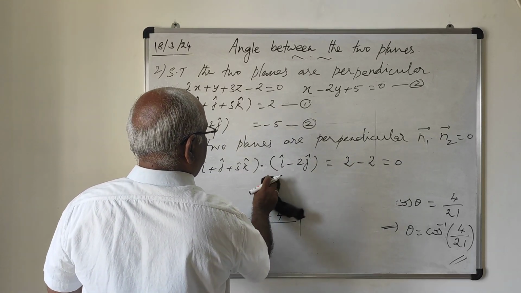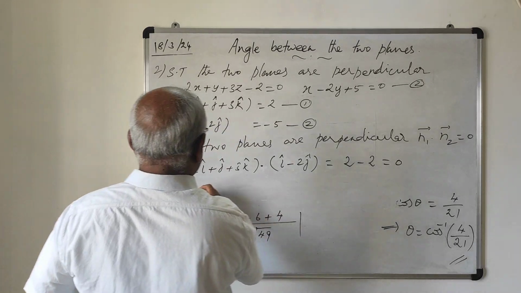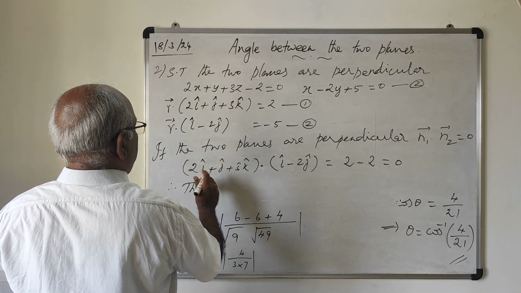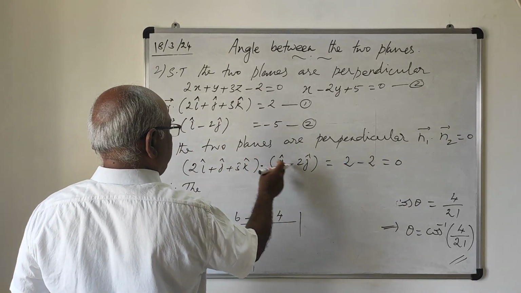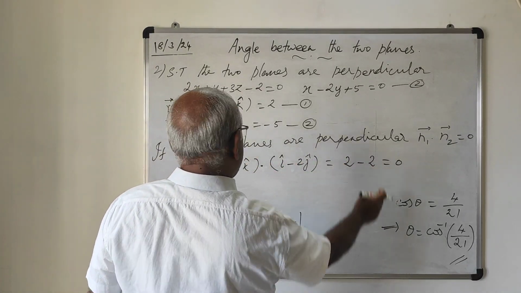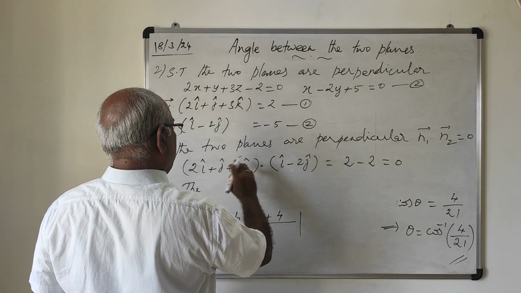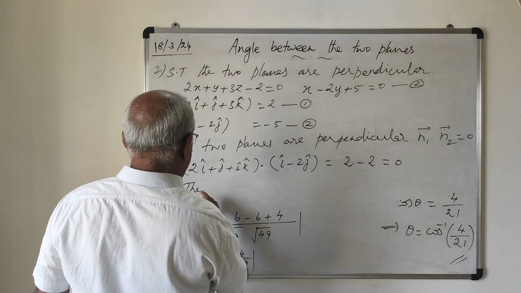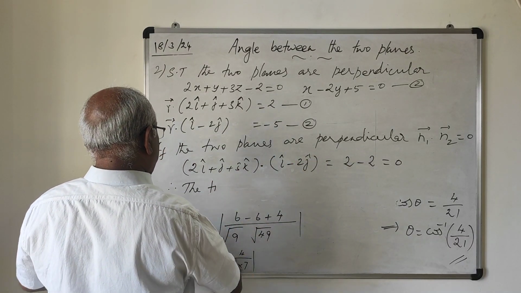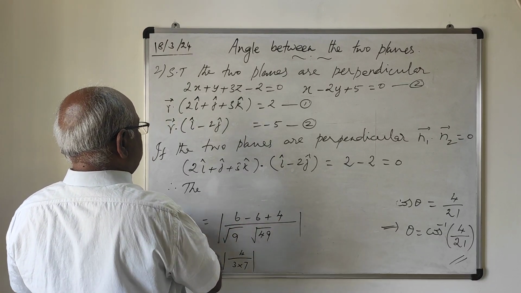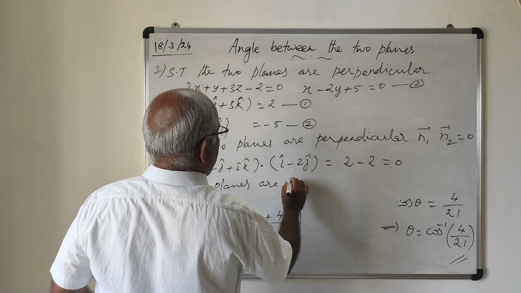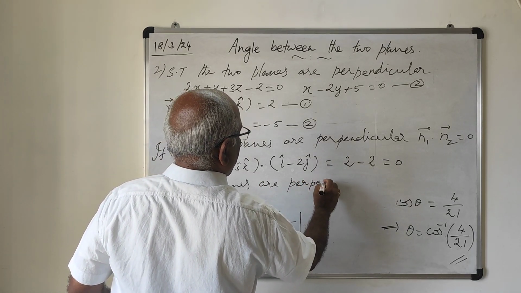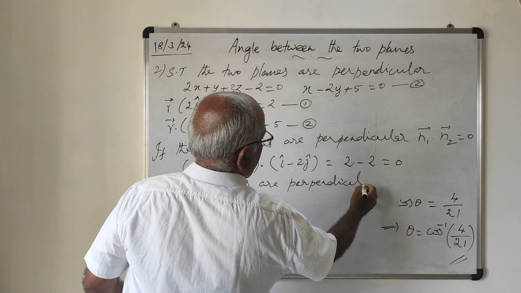Since n1 dot n2 is 0, taking the dot product, i dot i is 2 into 1, 2, j dot j is 1 into minus 2. There is no k here, therefore you leave it. This is 2 minus 2 is 0, therefore the two given planes are proved perpendicular. That's all about the problem.